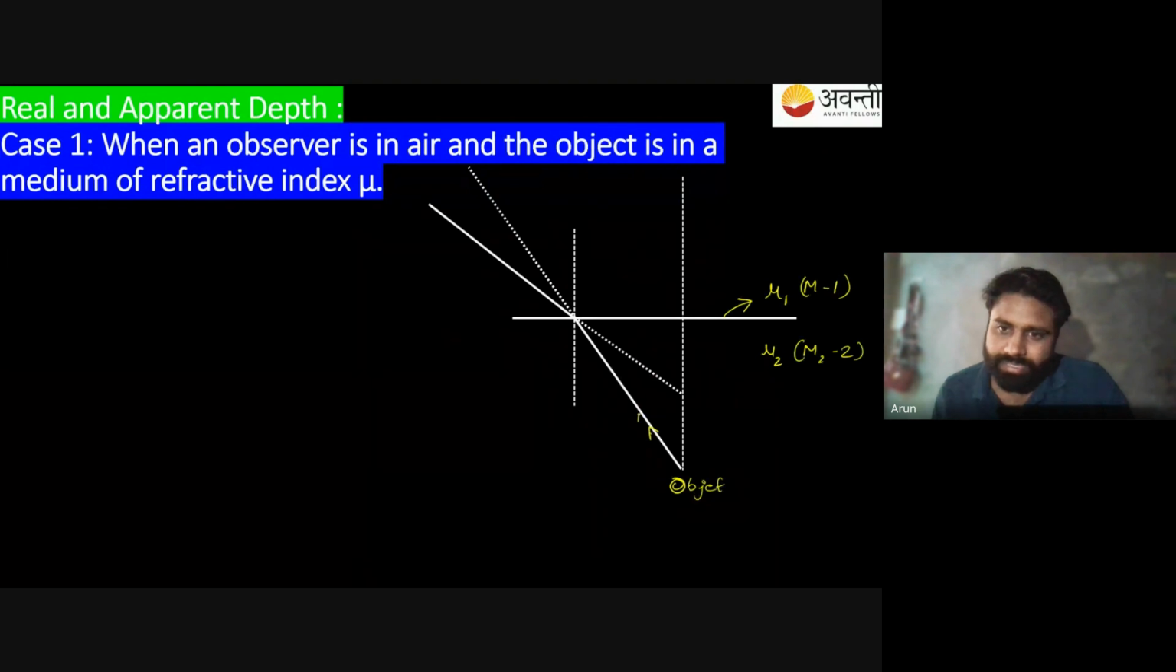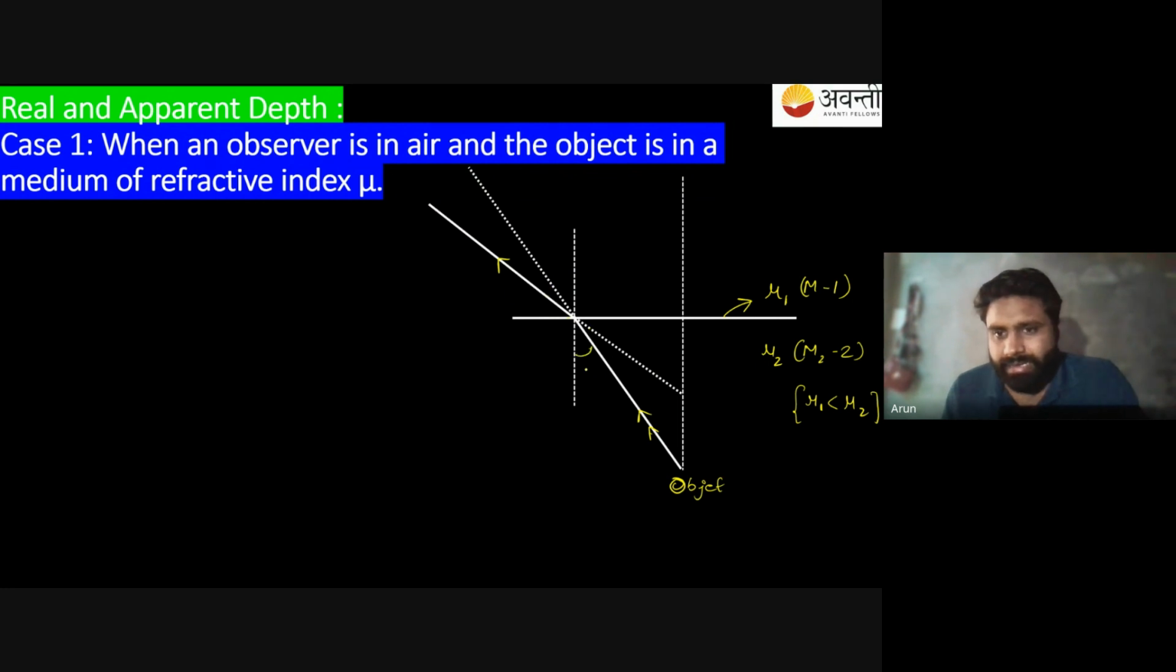This ray is going in this direction. After getting refracted at the boundary, it is going in this direction. So if it is moving away from the normal, it simply indicates that mu1 is less than mu2. Means mu1 is rarer and mu2 is denser, because it is moving away from the normal. Got it?